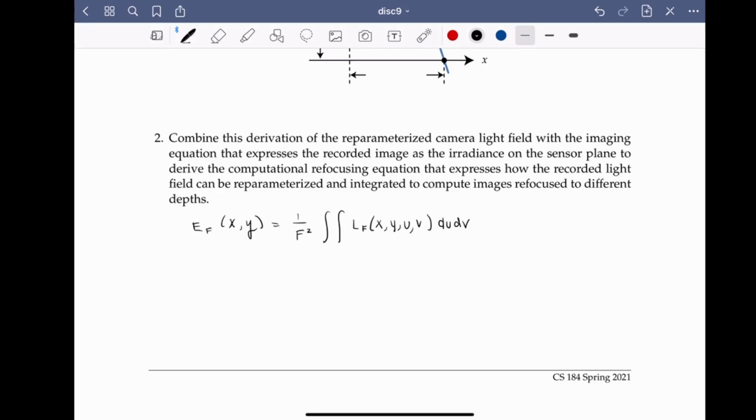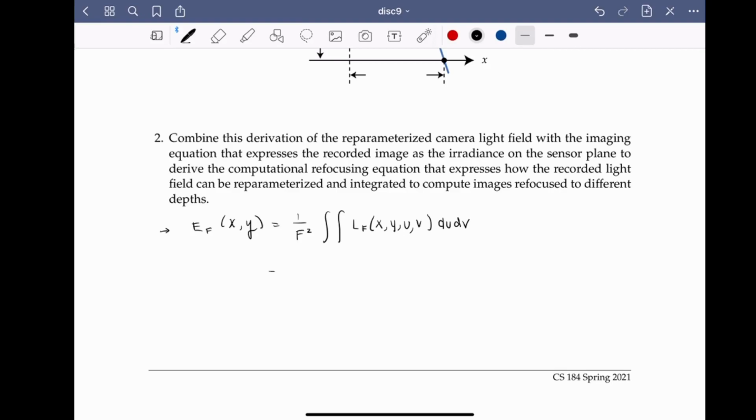So we are going to derive this imaging equation that expresses the recorded image as the irradiance on the sensor plane. So that is this equation here I've written out. It was also in the introduction to this question. And now, instead of this equation, we want a new one that uses our answer from before, so from the previous question, and will give us the correct amount of irradiance.